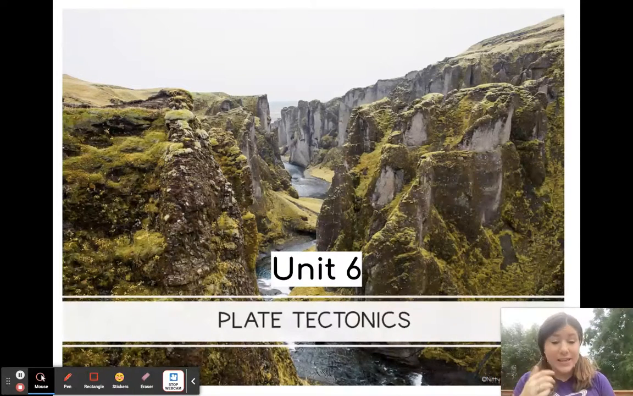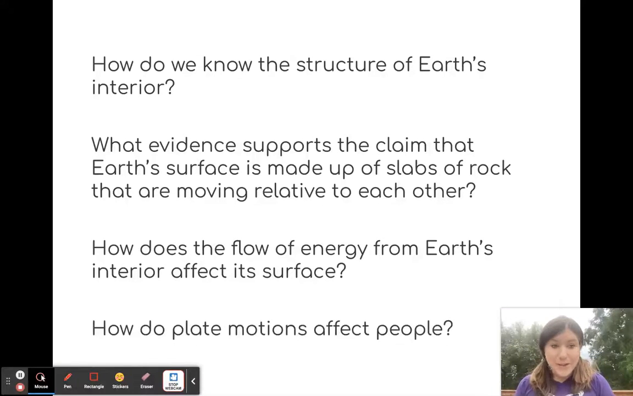So Unit 6, plate tectonics, 4 lessons, so it is a little bit of a longer one, but I think it's really interesting. Hopefully you will too. These are the 4 questions, our essential questions that hopefully you'll be able to answer at the end of this unit. How do we know the structure of Earth's interior? So what's inside the planet? What evidence supports the claim that Earth's surface is made up of slabs of rock that are moving relative to each other? What's the evidence for plate tectonics, essentially? How does the flow of energy from Earth's interior affect its surface? And how do plate motions affect people?